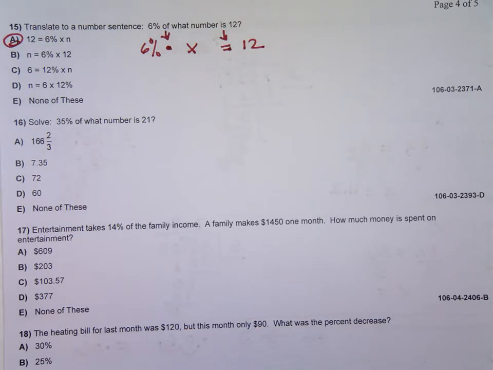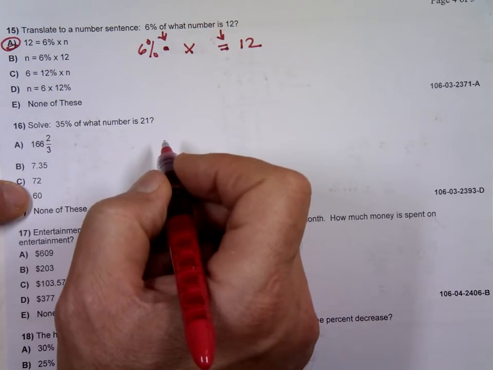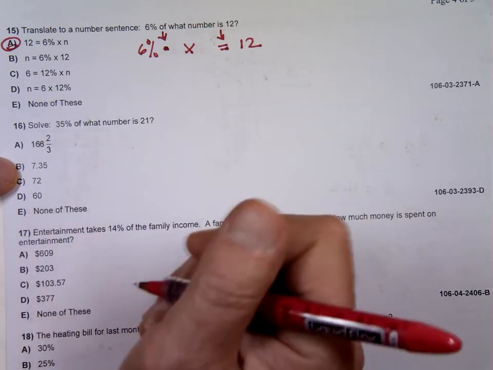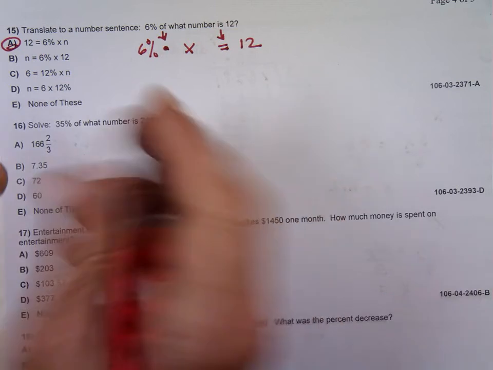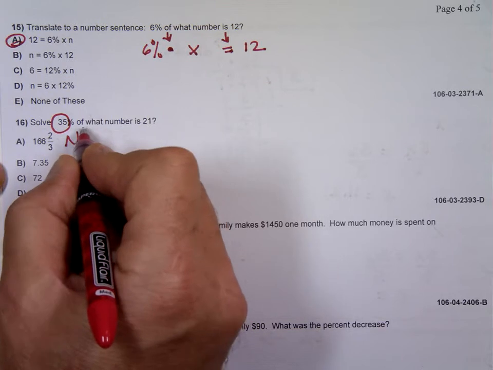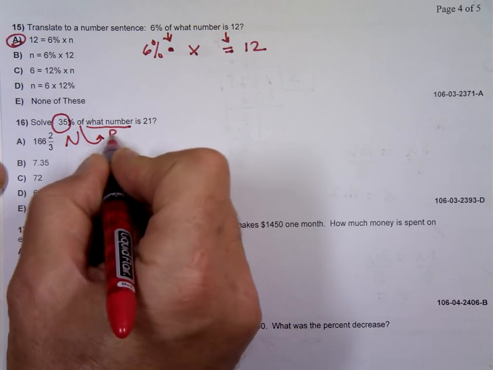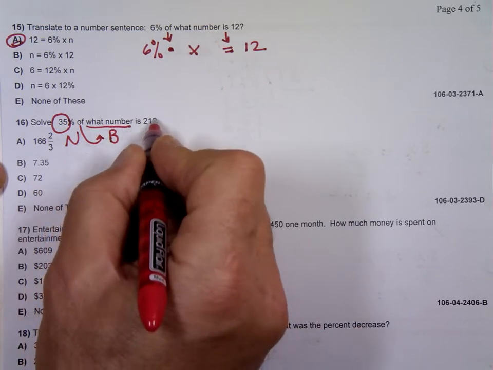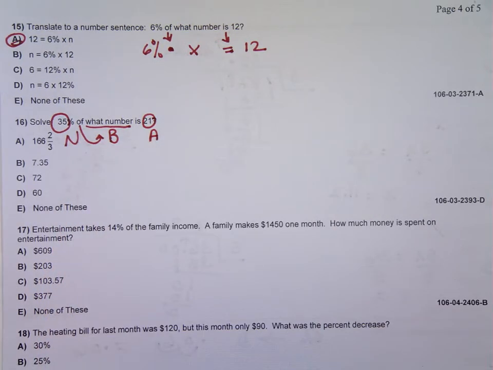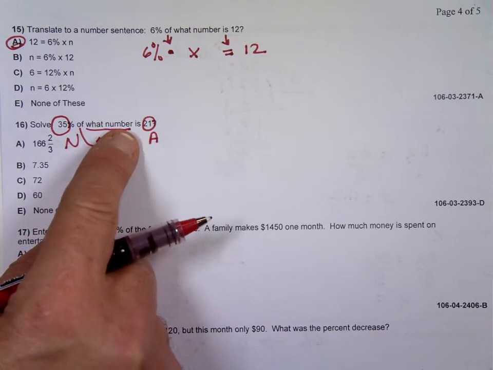Now this one, they want us to solve it. Solve. And you can use either method. Now, if you want to use the proportion method, that's the NBA, the percent is always your what? Number. That's 35% of what number? What comes after of? The base. And what comes after is? The amount. So the number is always the percent. What comes after the word of is your base. What comes after is your amount.